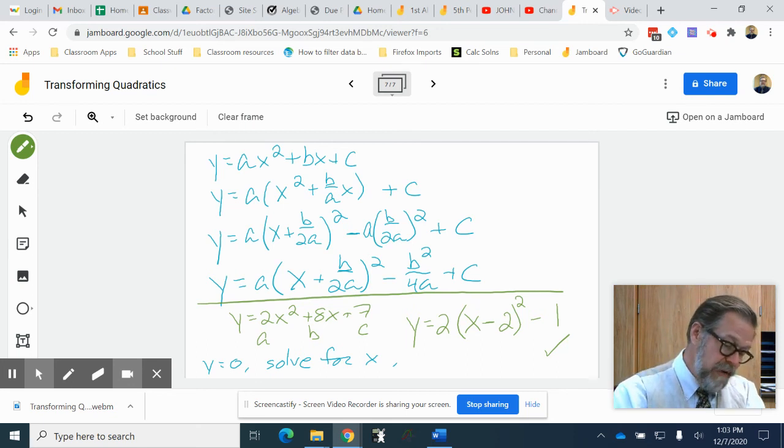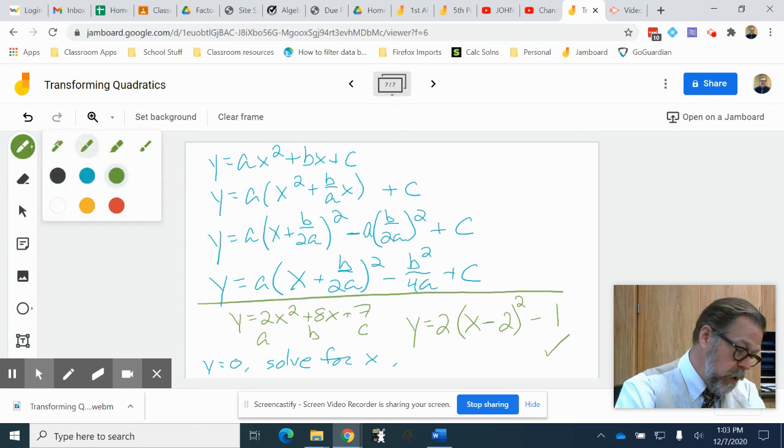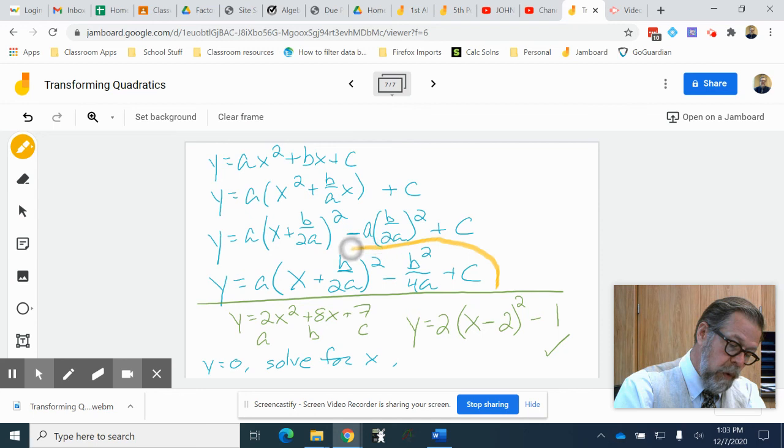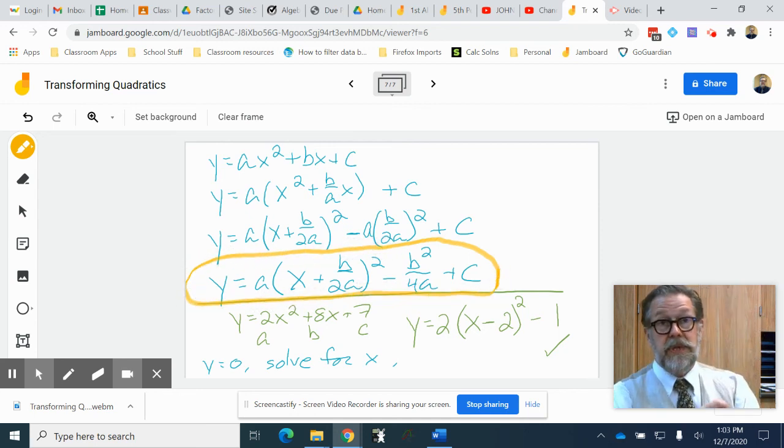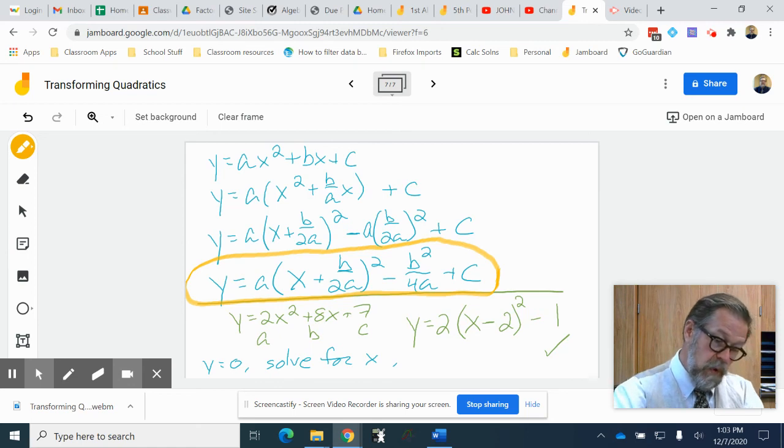All right. Very simple way to get from standard form to graphing form. And there is the equation that you can jot down in your notes for future use.